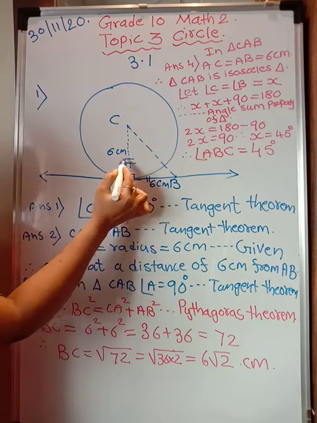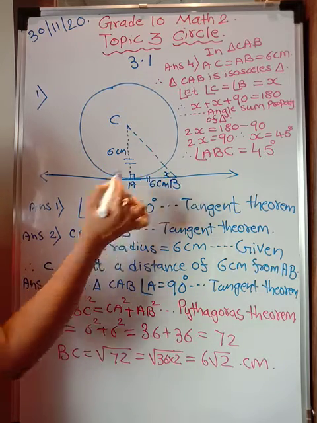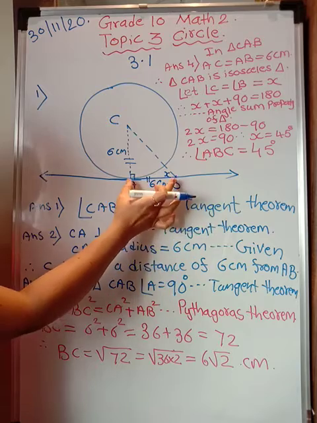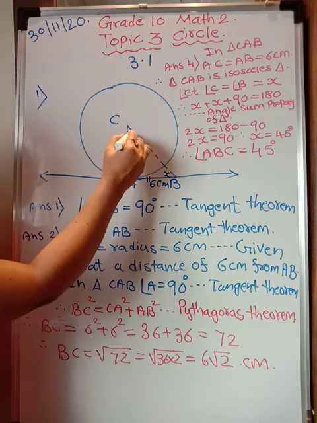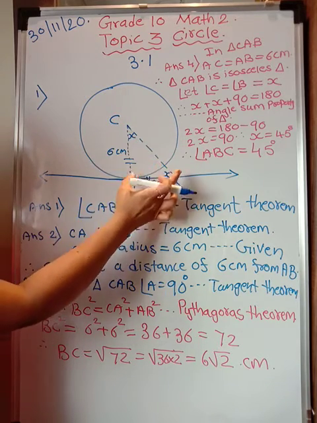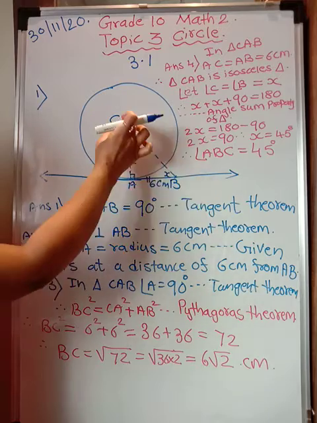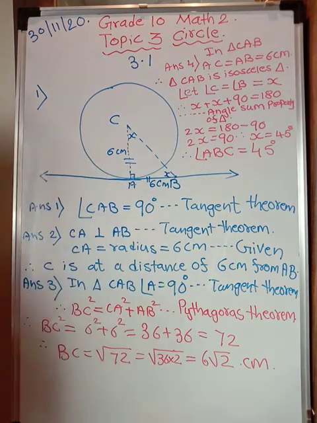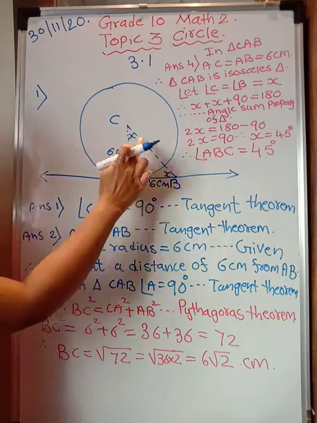So the angle opposite to this is angle B. Let us say it is X. Angle opposite to AB is C. Let it also be X. Why are both X? These two sides are equal, and therefore angles opposite to congruent sides are also equal. Now this is 90, this is X and this is X.